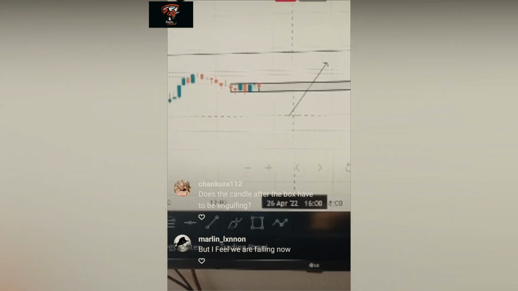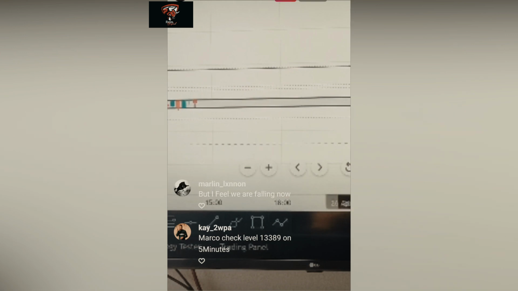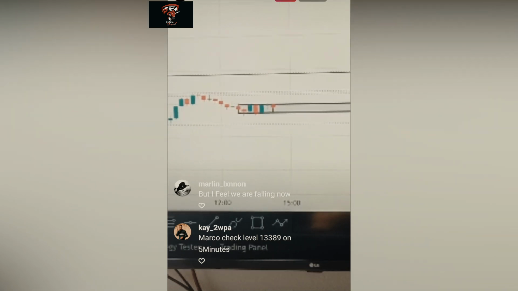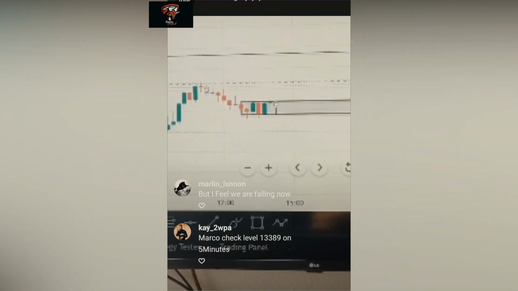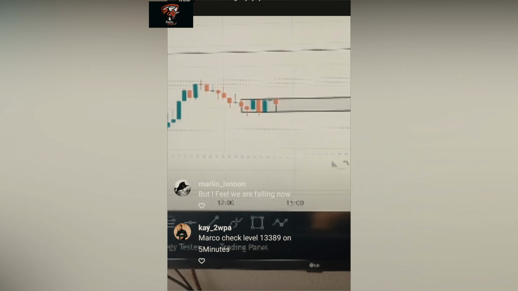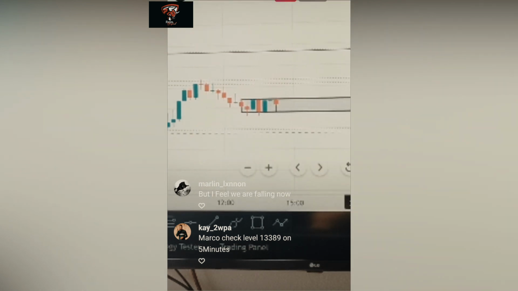Right now, buyers and sellers are happy with each other. Yeah? Buyers and sellers are happy with each other.